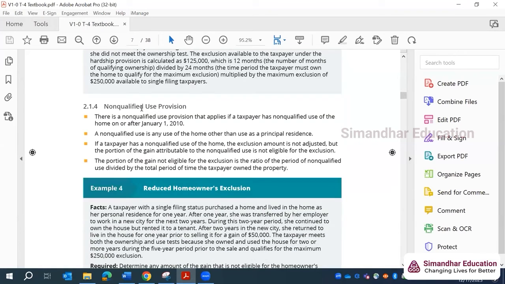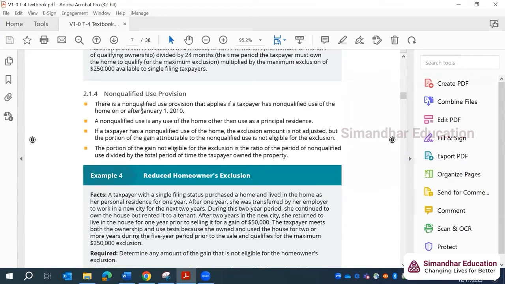Now, the next thing that we are going to learn is the non-qualified use provision. So remember that this benefit is given to you because you are selling your primary residence, where you intend to use it for personal purposes. Because in the very beginning of my lecture, I mentioned that this is a provision that is only available to individuals.